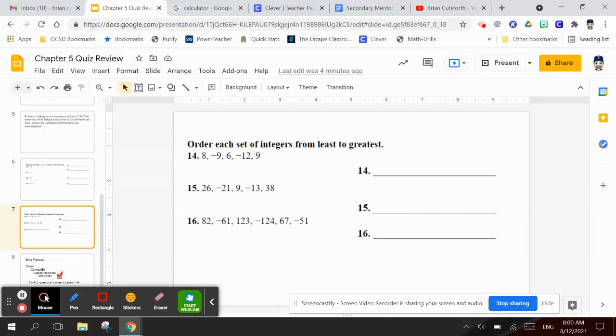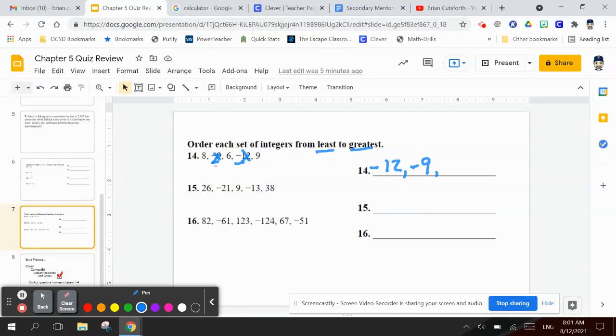So number 14, 15, and 16, we have to put these integers in order from least to greatest, smallest to largest. So let's look at our negative numbers first. Number 14, we have -9 and -12. If we think about our rule that we just talked about, when comparing two negative numbers, think which one is closest to 0. So 9 is closer to 0 than 12. So -12 would be the smallest number. Then it would be -9. I always work with the negatives first.